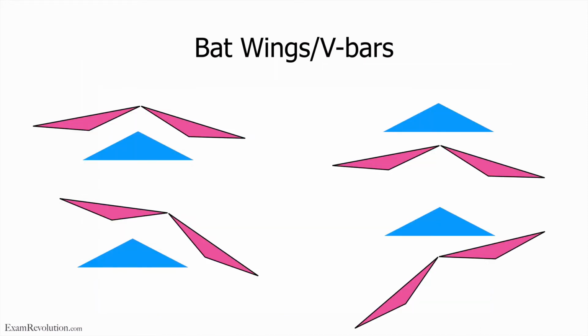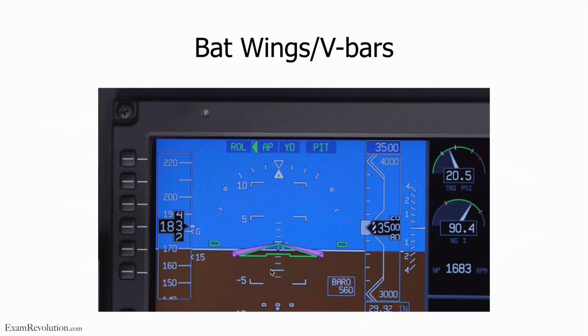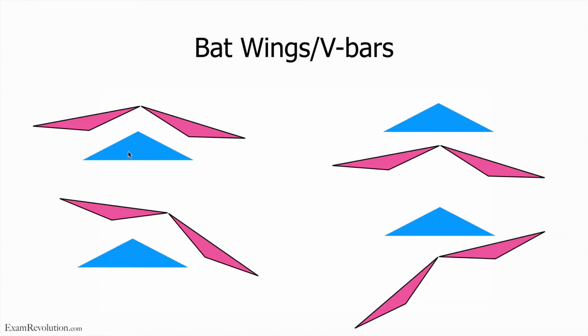Now, how does this work? Well, I've taken the green as blue. So blue is your aircraft. If your flight director bars are like this, what does it mean? Well, you need to pitch up. You don't have to bank at all, because if you just take the triangle into the bars, the triangle is going to be sitting there. You don't have to bank at all.